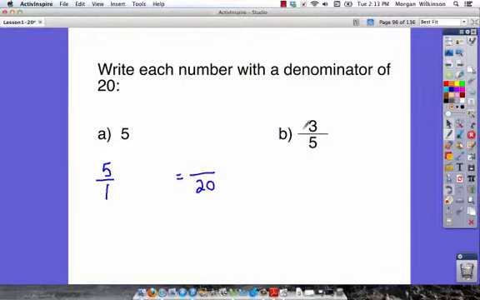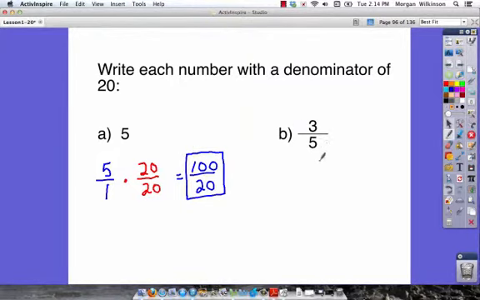So, if we want it to have a new denominator of 20, we have to figure out what number we need to multiply 1 by to get us to 20. That would be 20. 1 times 20 is 20. Now we have to multiply the numerator by 20 as well. 5 times 20, that must be 100. So we get a new answer of 100/20.